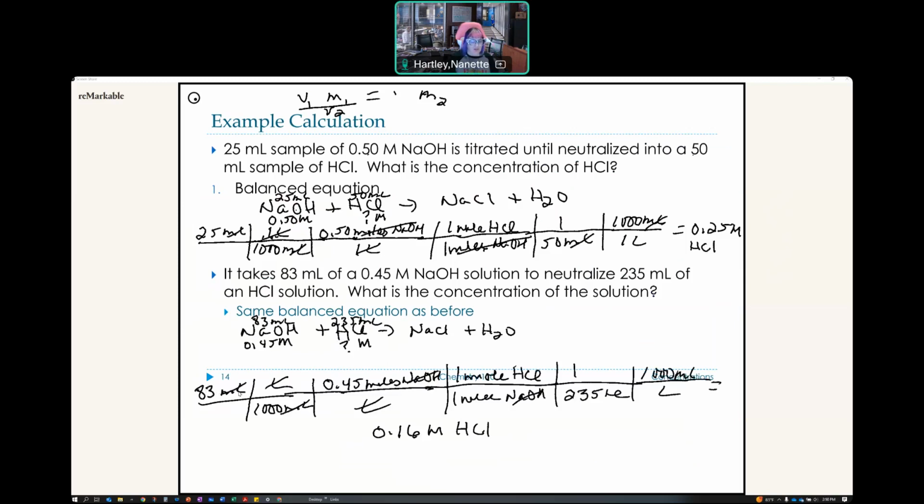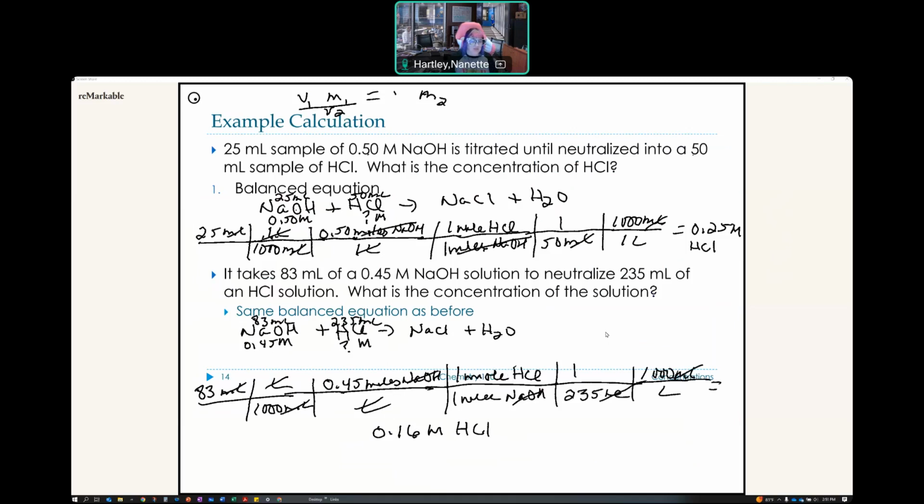So I had my 83 milliliters. I convert that to liters. I multiply by the 0.45 molar. I have my mole-to-mole ratio. I have my 1 over the 235 milliliters, and then, of course, I convert that to liters. And that gave me 0.16 molar HCl.